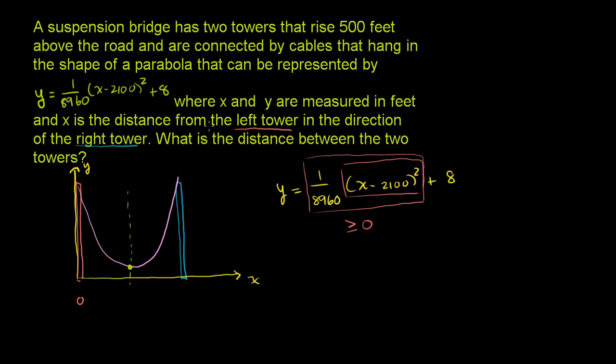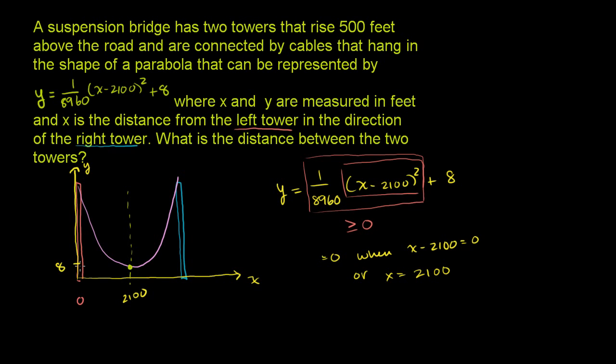And this part equals 0 only when (x - 2100) squared is equal to 0, and that's only going to be equal to 0 when x - 2100 is equal to 0. If you add 2100 to both sides, x is equal to 2100. And when x is equal to 2100, just out of curiosity, what is y? Well, this thing is 0 times 0, so y is just going to be equal to that 8. So this coordinate is x equals 2100, y equals 8.